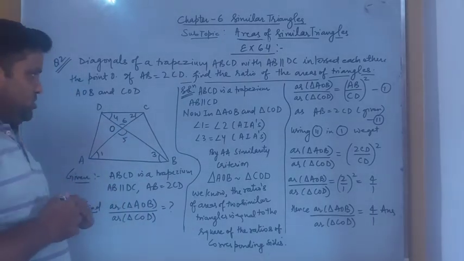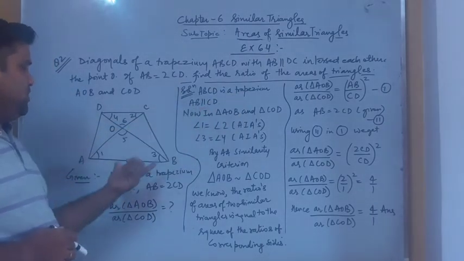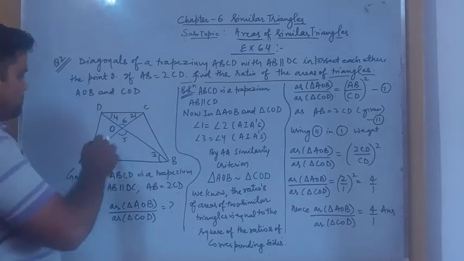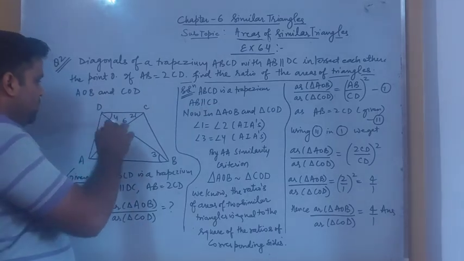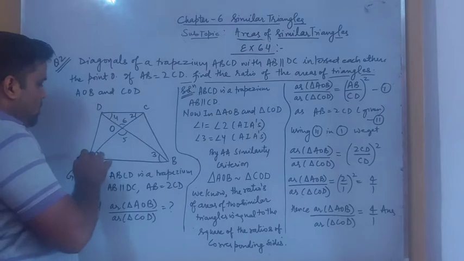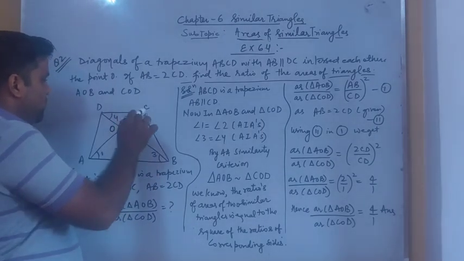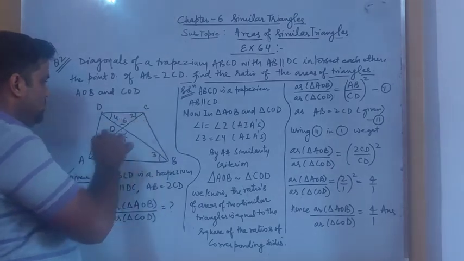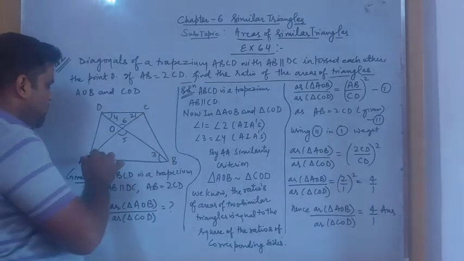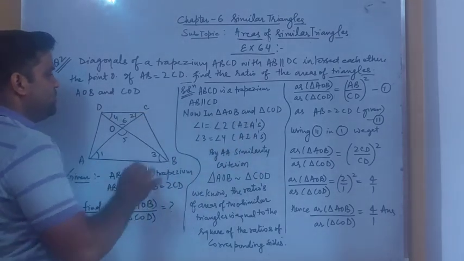Let us come to the solution. As ABCD is a trapezium, AB is parallel to CD. So let us look at triangle AOB and triangle COD. Now here as AB is parallel to CD, AC is the transversal, so angle 1 is equal to angle 2, alternate interior angles.